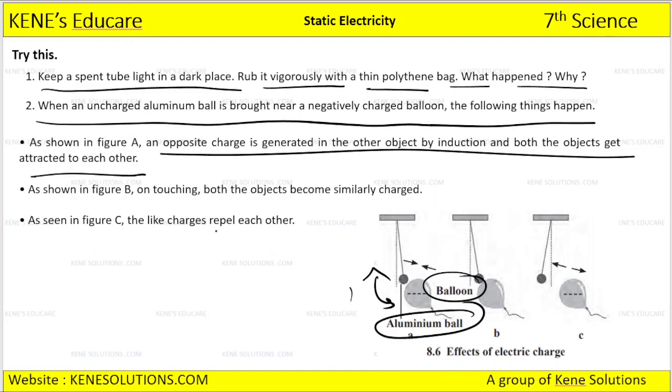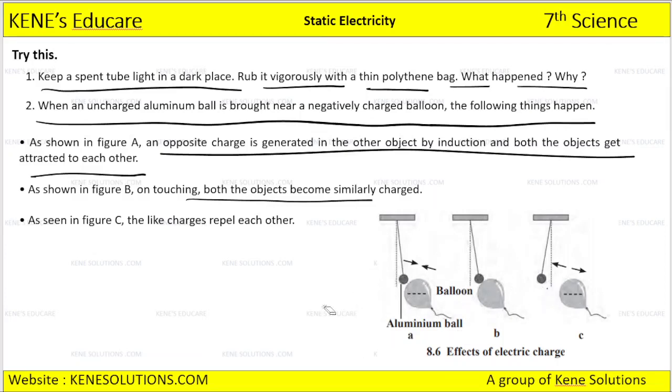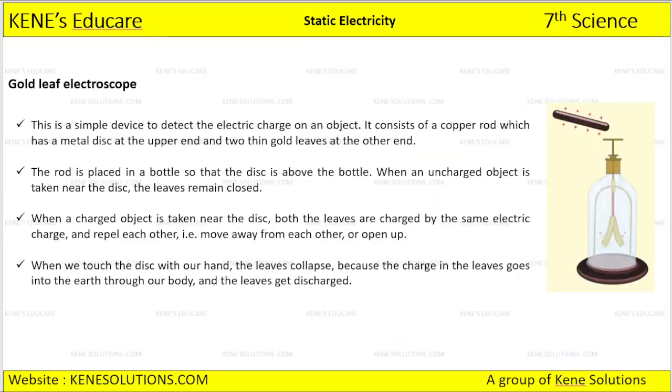Okay, and as shown in figure B, on touching, both the objects become similarly charged. When they touch, they become similarly charged and they repel each other, because a transfer of electrons happens when they come in contact with each other. So here we are going to consider the gold leaf experiment now.